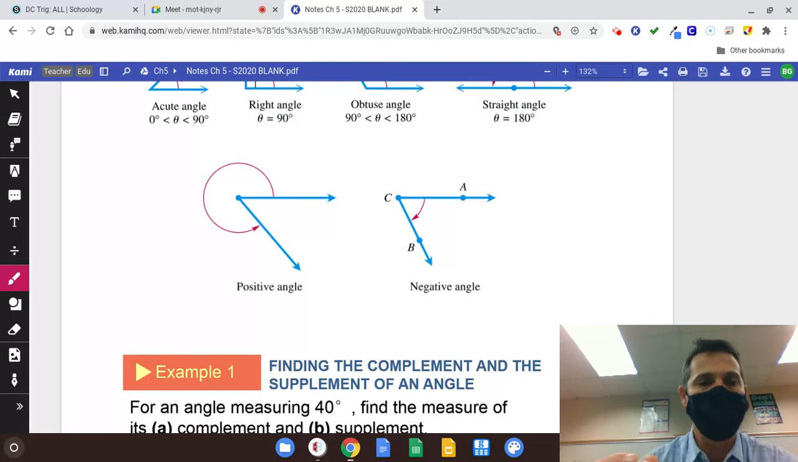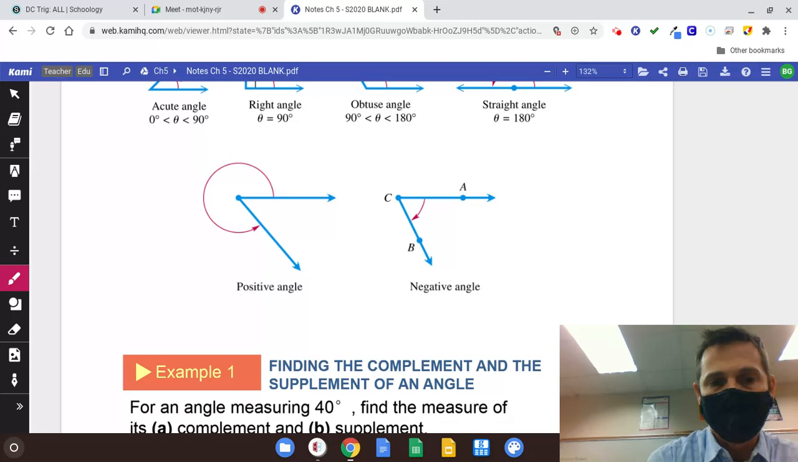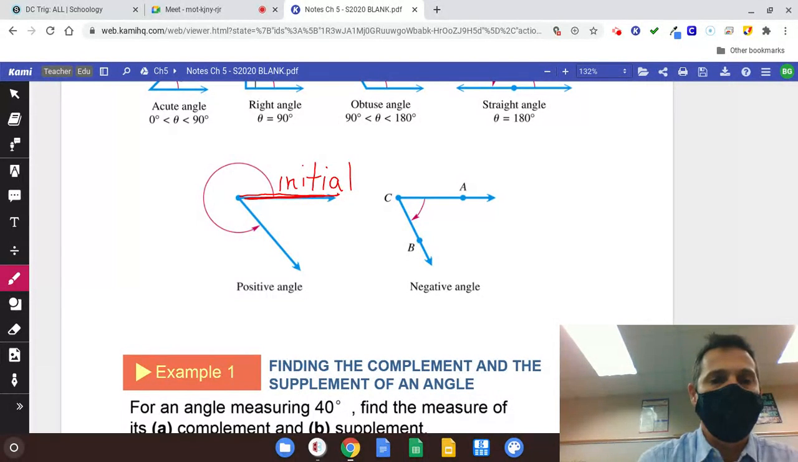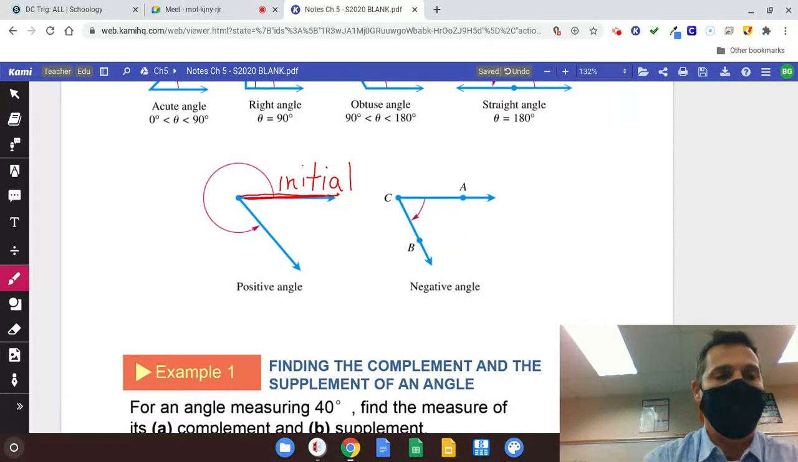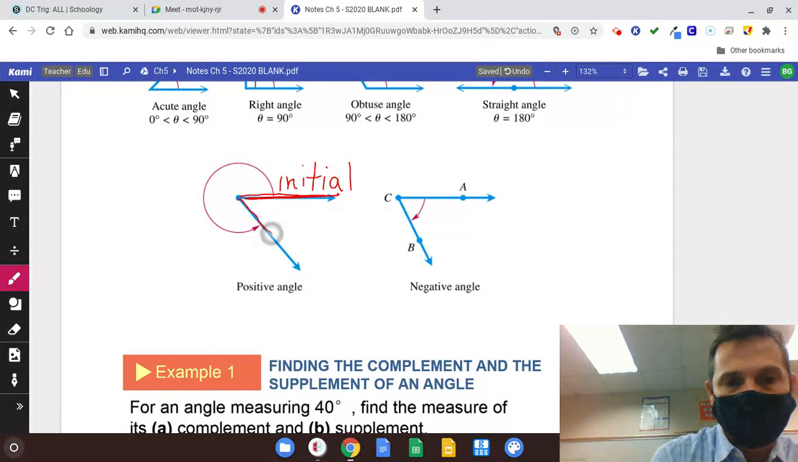An angle has three parts, okay? An angle in standard position usually. The first part is called the initial side. And that's just basically one of the rays of the angle. And the second part is the terminal side.